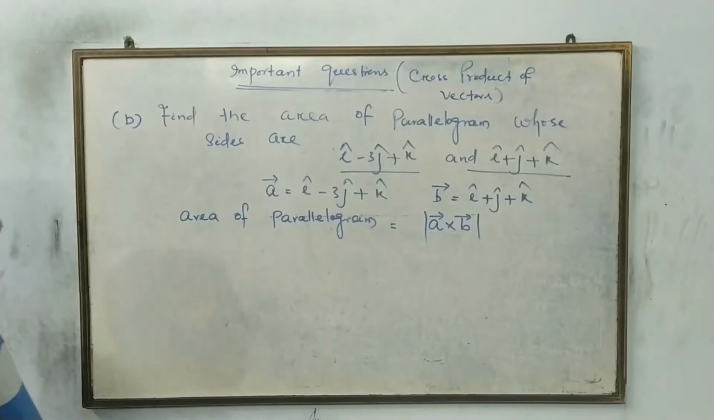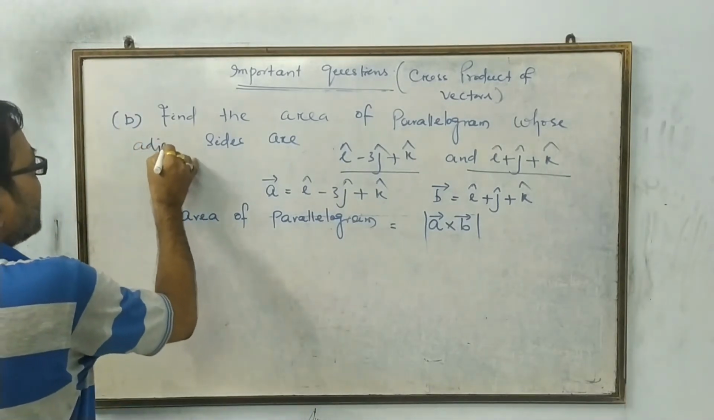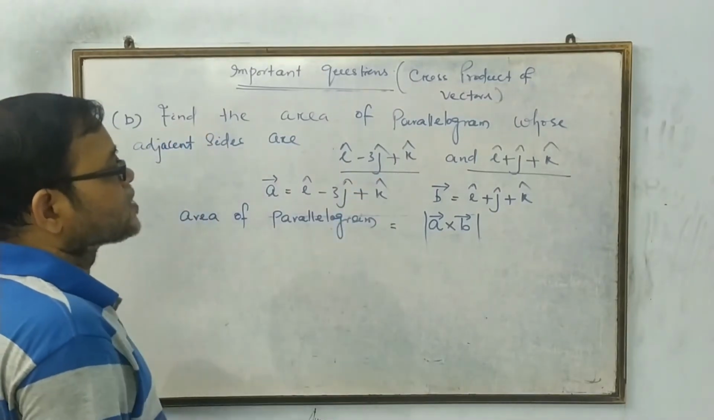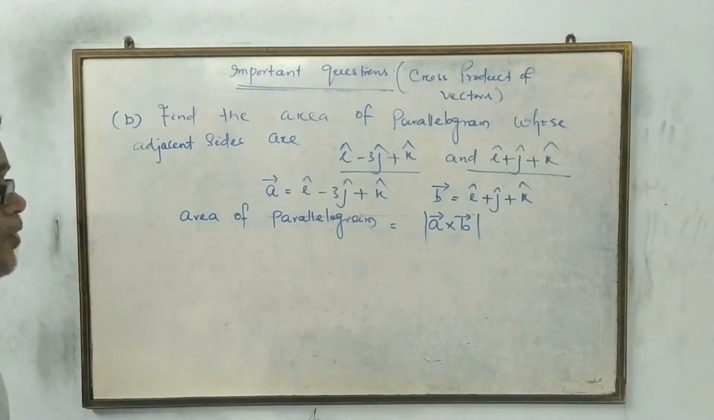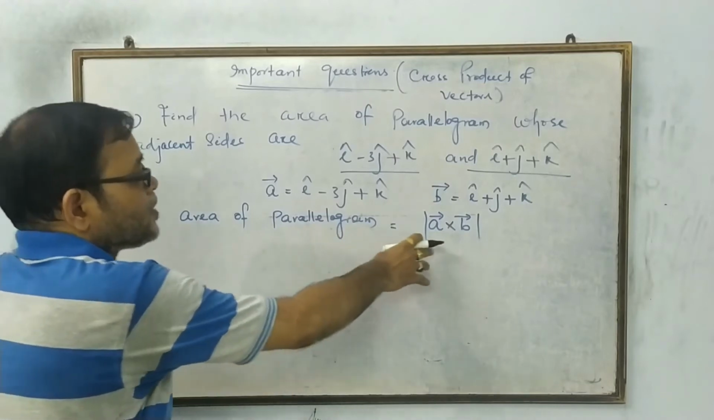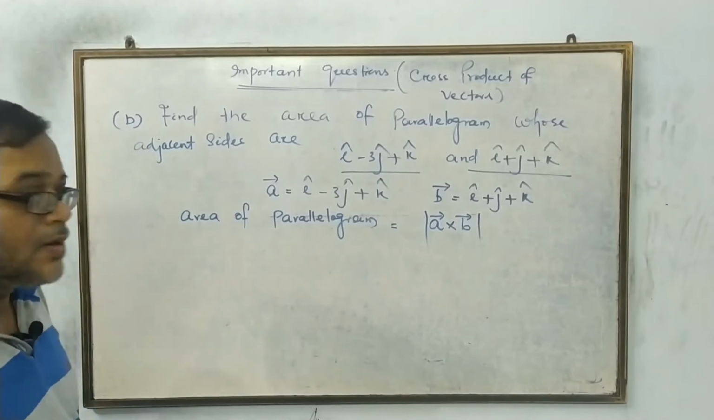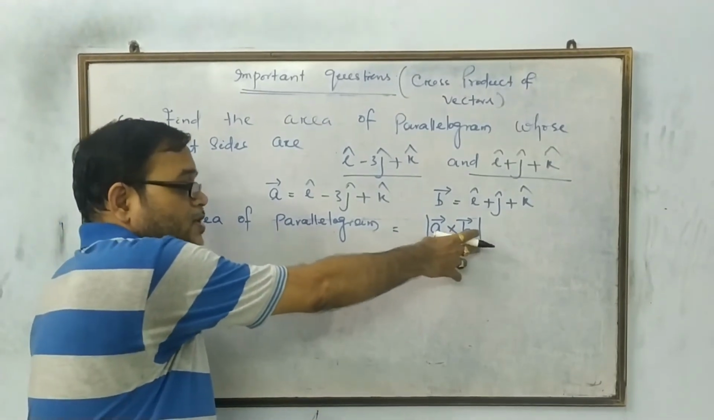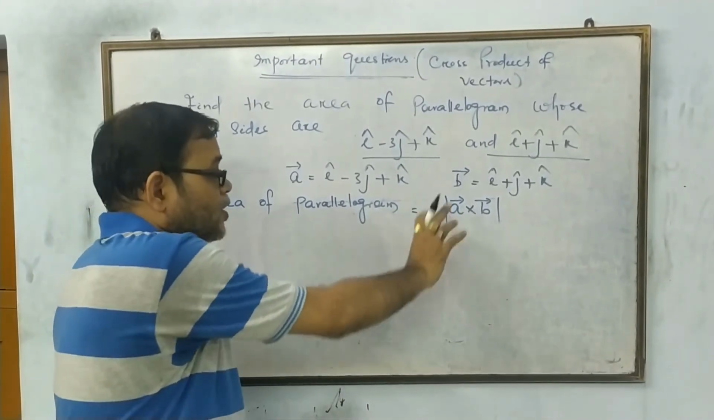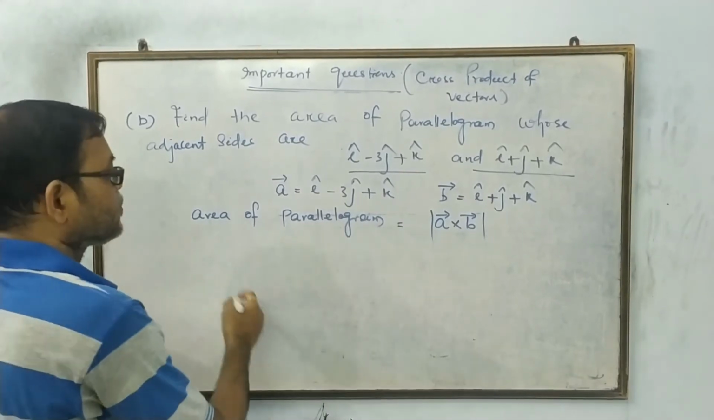Second question: find the area of the parallelogram whose adjacent sides are I minus 3j plus k and I plus j plus k. Here we have taken adjacent sides as A as well as B. Area of the parallelogram is equal to A cross B magnitude. Already I have discussed the formula in the quick revision video. You can watch that quick revision video for cross product of vectors. Then area of the parallelogram is A cross B magnitude. So what is A cross B?